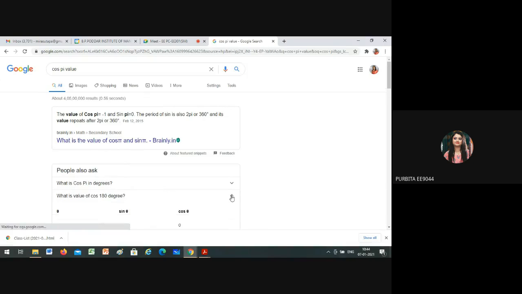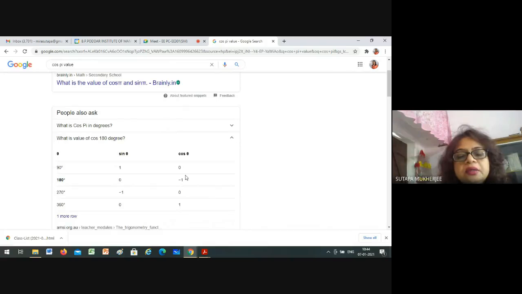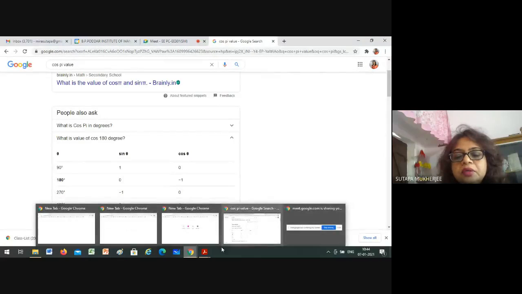Ma'am, if cos pi is -1, then the answer is not coming out right, there is an error. Cos pi is -1, right? Then the answer might be wrong. Yes, yes. If it is -1, then it will be 2. Exactly, that is what I have told.